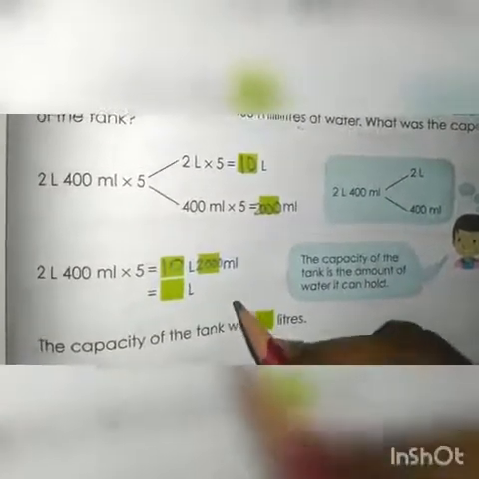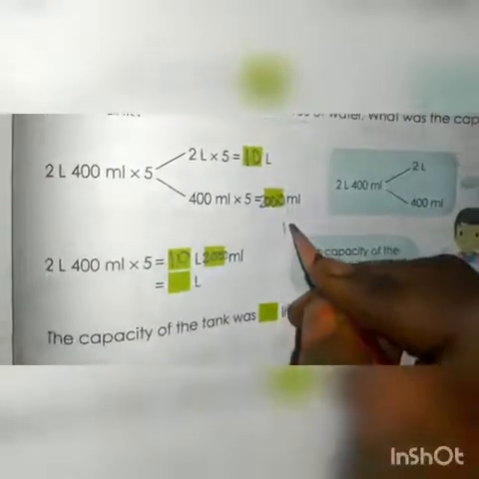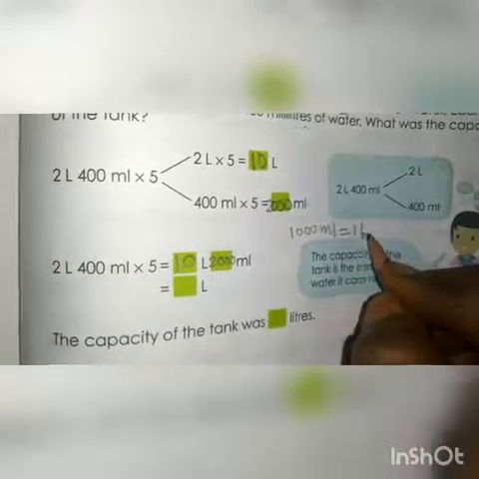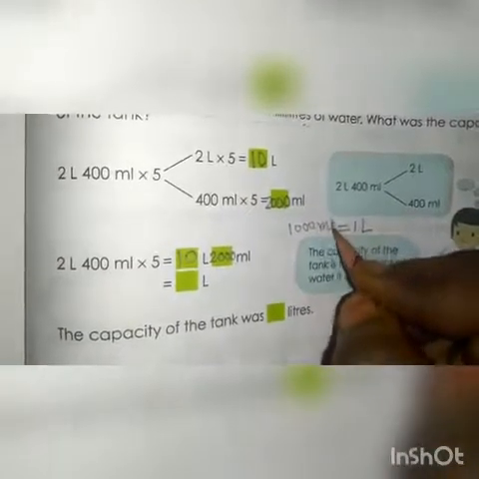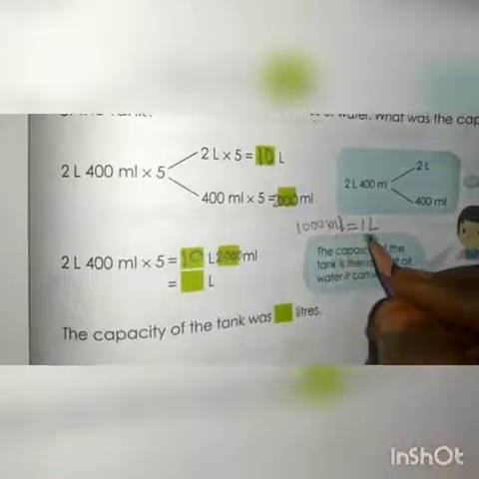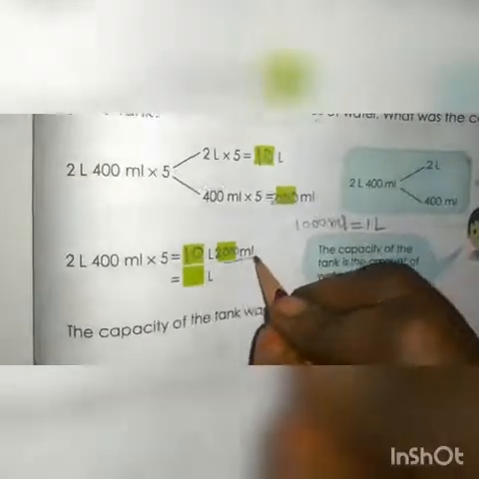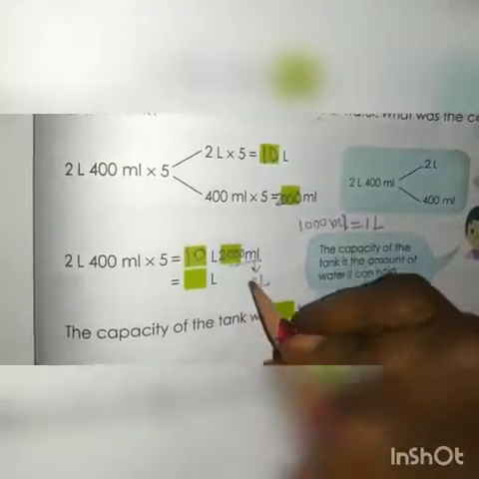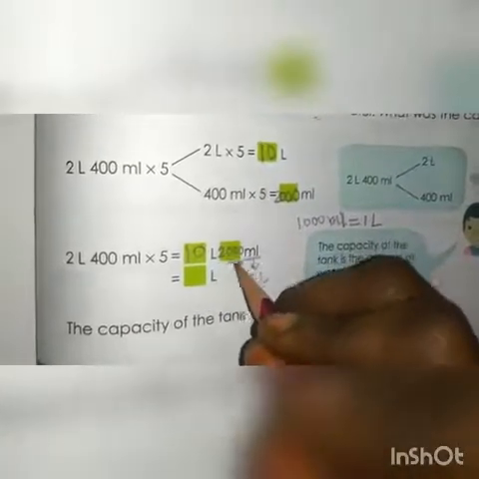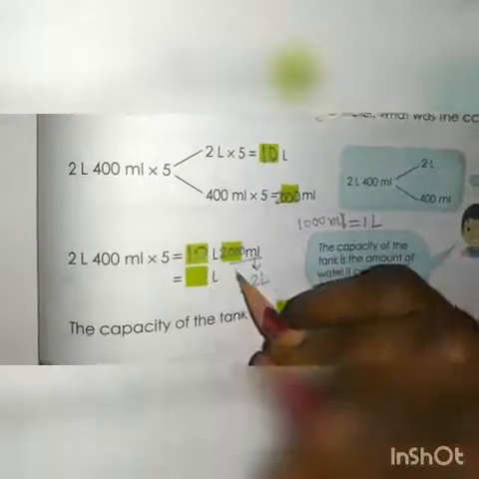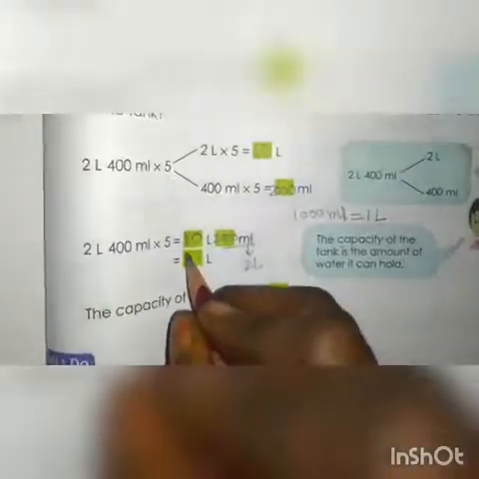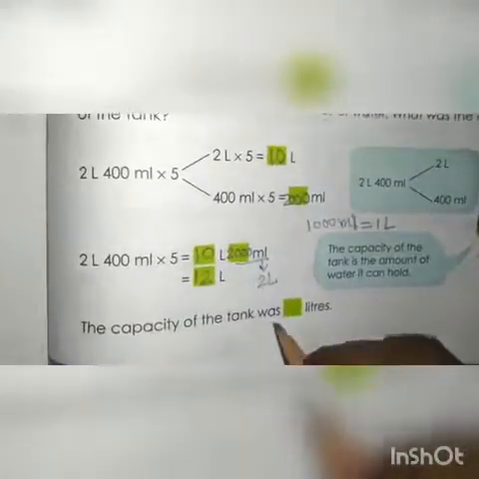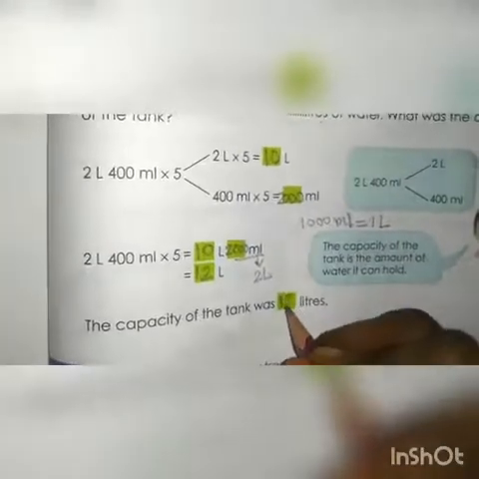How we have to convert? Because we know that 1000 milliliter is equal to 1 liter. So 2000 milliliter is equal to 2 liter. So we have to add 2 liter instead of 2000 milliliter. Then we will get 10 liter plus 2 liter, 12 liter. We got the answer as 12 liter. Therefore the capacity of the tank was 12 liters.